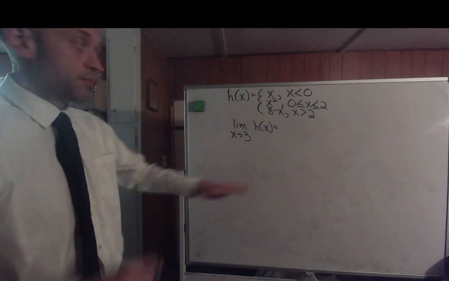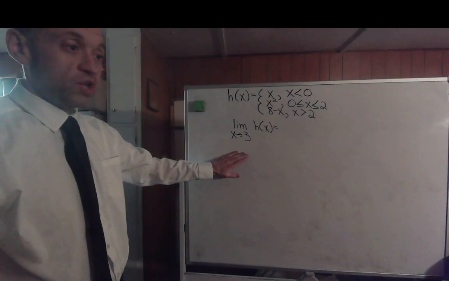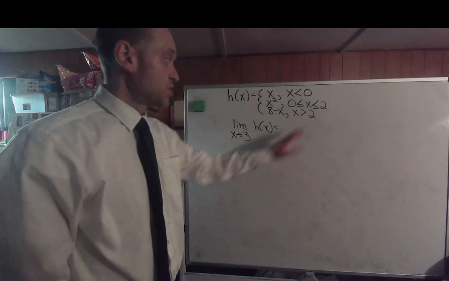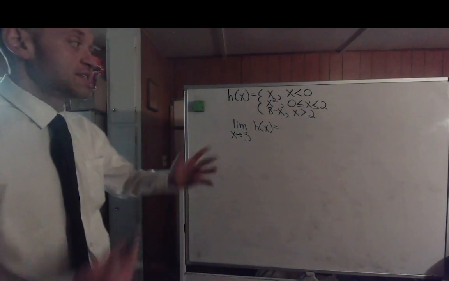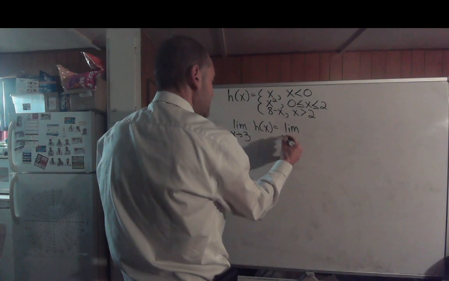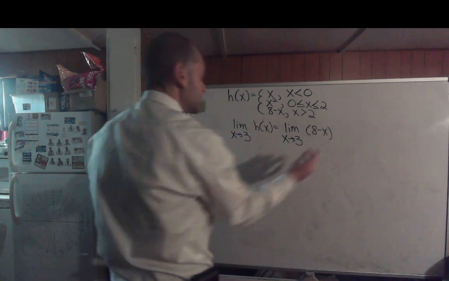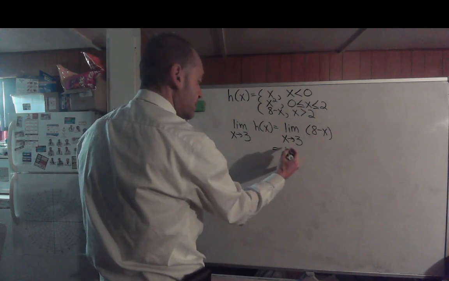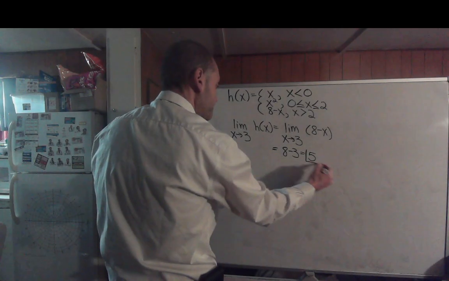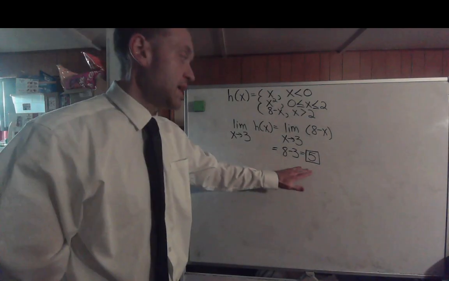Alright, well, is 3 at a breakpoint? It's not at a breakpoint, so we can fully do the general limit as x equals 3. It's going to exist because 3 is greater than 2, and it's going to behave as h of x equals 8 minus x. So this will turn into the limit as x approaches 3 of 8 minus x. Well, we can do direct substitution, and for x you would get 8 minus 3, which equals 5. So the general limit of this function as x approaches 3 is 5.